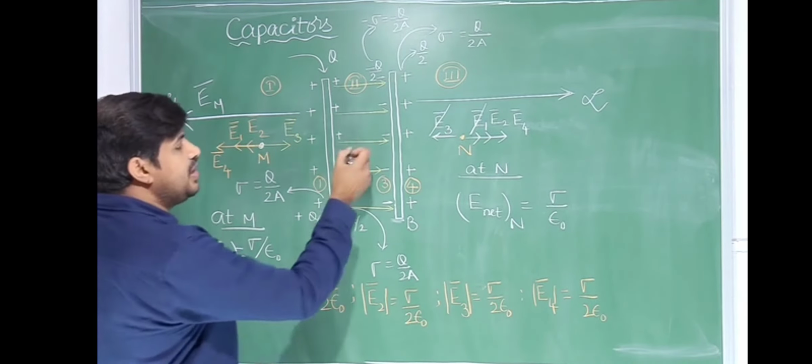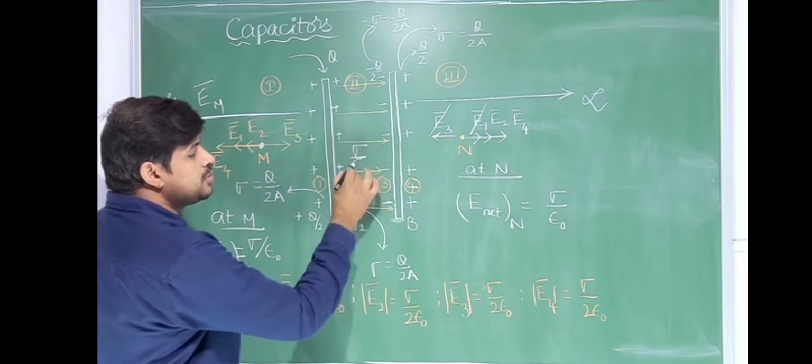Now here, what is the electric field intensity? That is sigma by 2 epsilon naught plus sigma by 2 epsilon naught. That is sigma by epsilon naught.